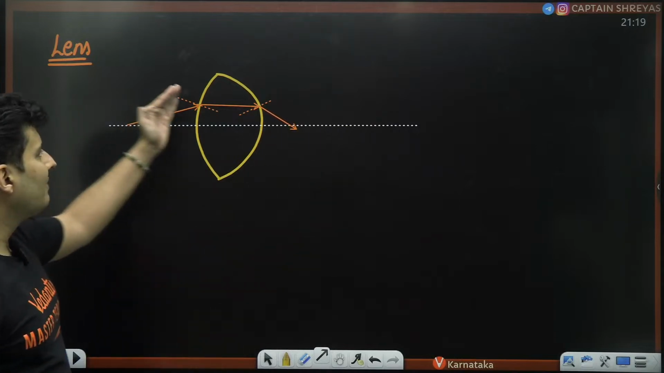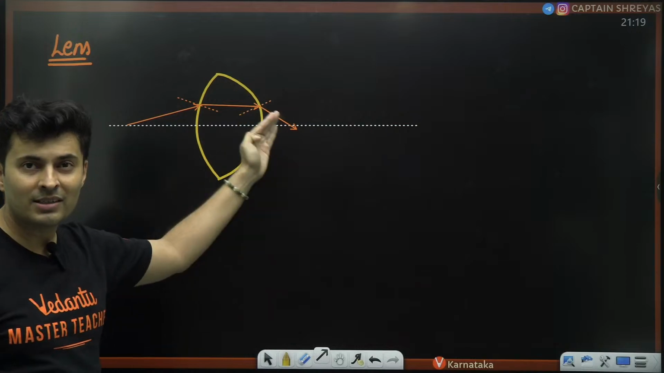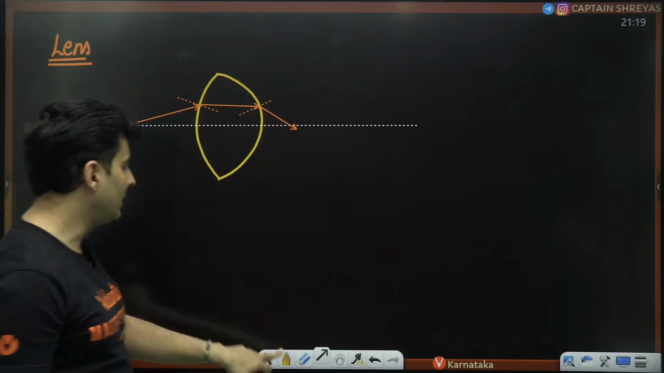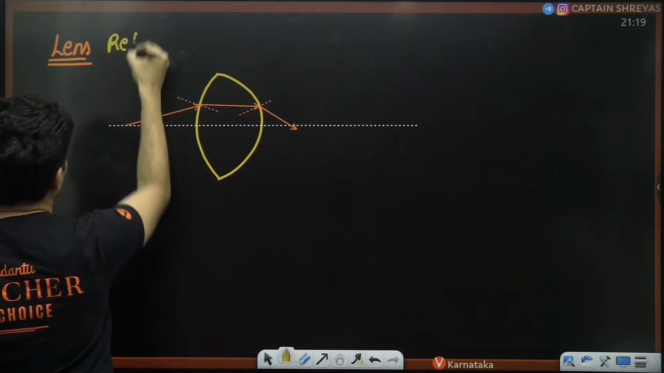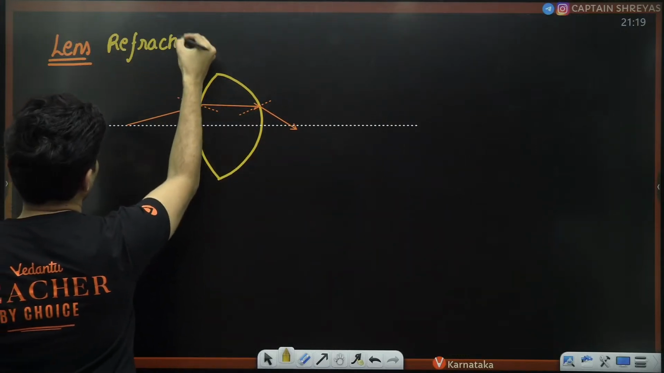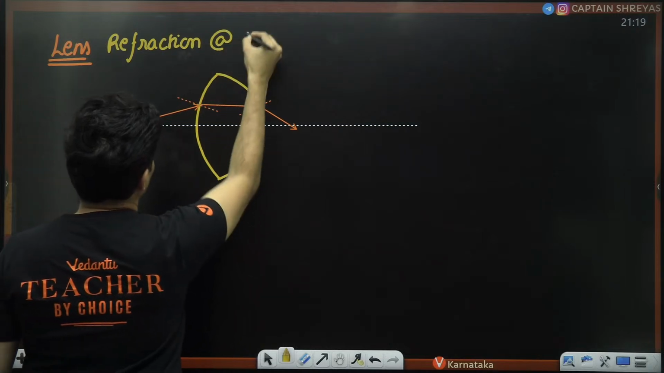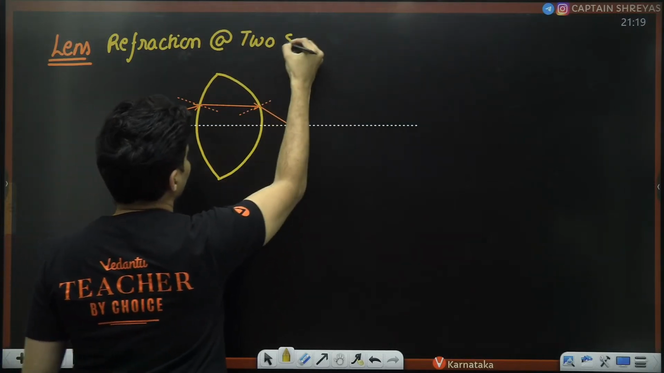So you can see the refraction is happening at two surfaces. So that is basically a lens. A lens is nothing but refraction at two surfaces.